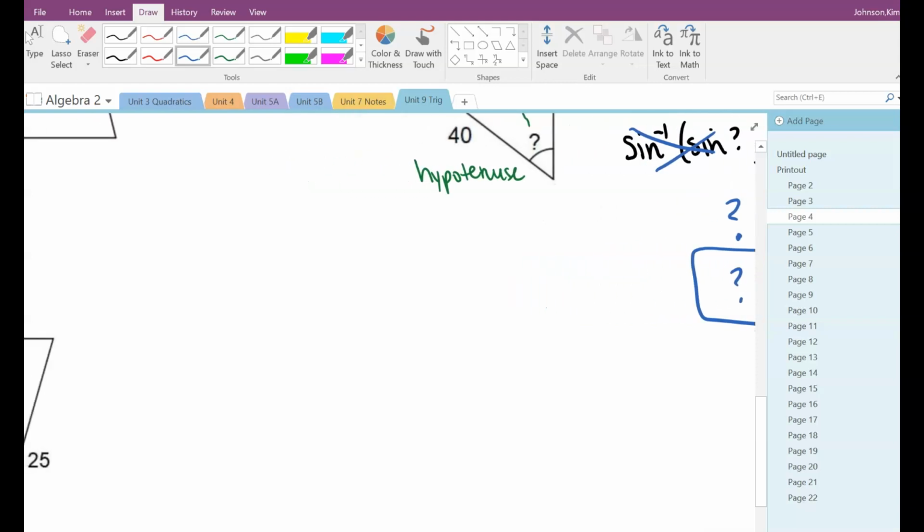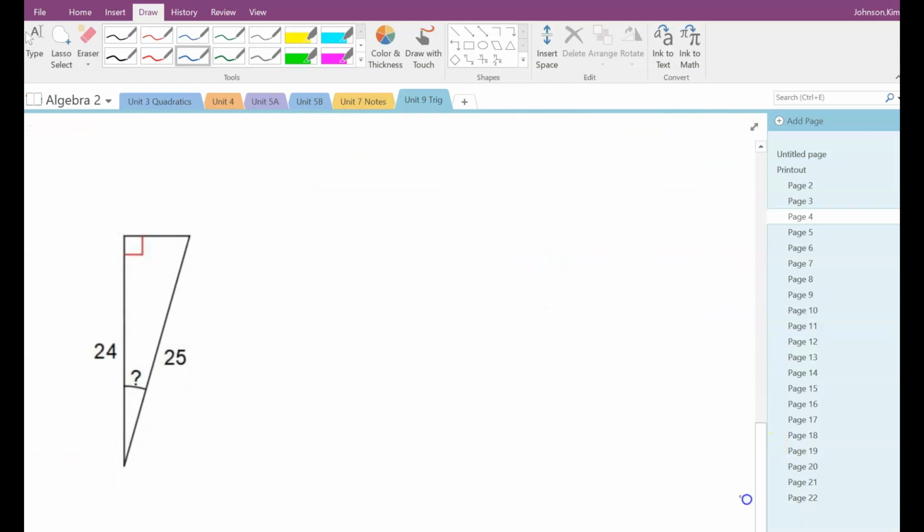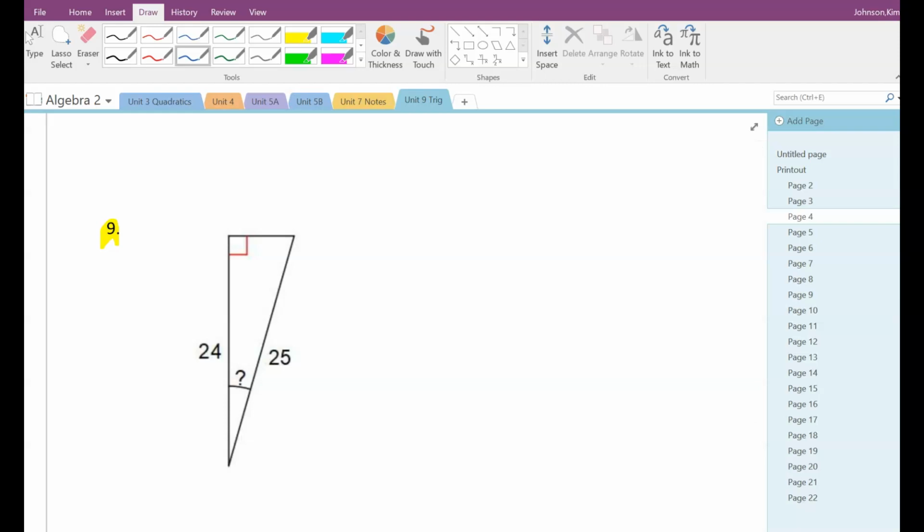All right, we have a little bit of time before that 15-minute mark, so let's do one more together. Okay, let's take a look at this. This one, I've got a question mark, and it looks like I've got the side next to that question mark labeled, which would be the adjacent side, and I've got the hypotenuse labeled. So the trig function that relates the adjacent and the hypotenuse side is cosine. So cosine of my question mark is going to equal the adjacent side, which is 24, over the hypotenuse side, which is 25.